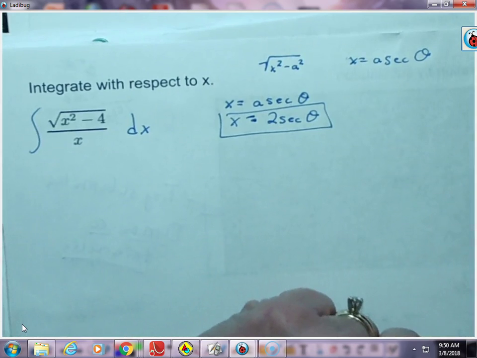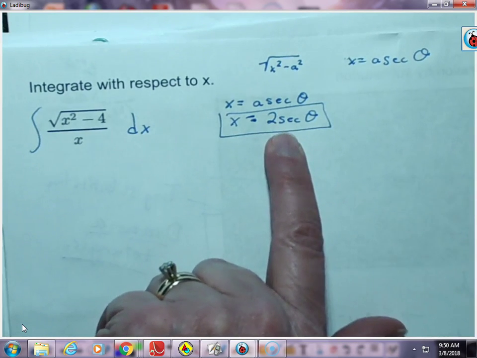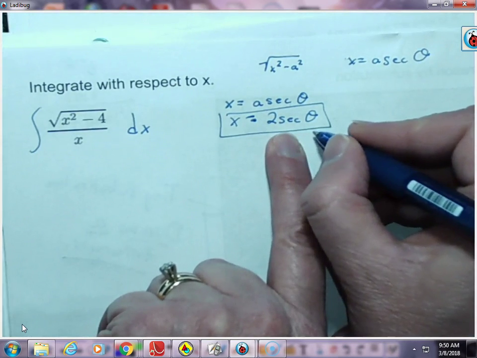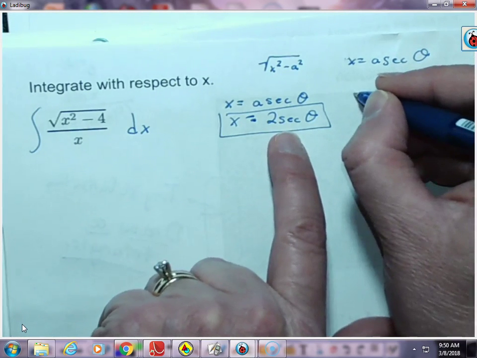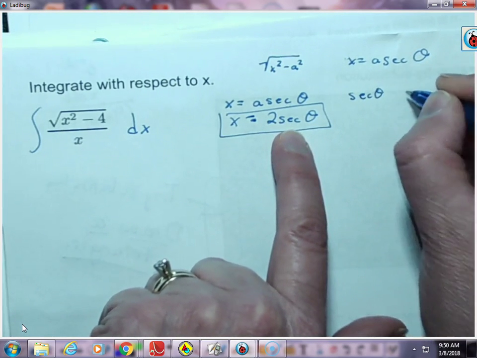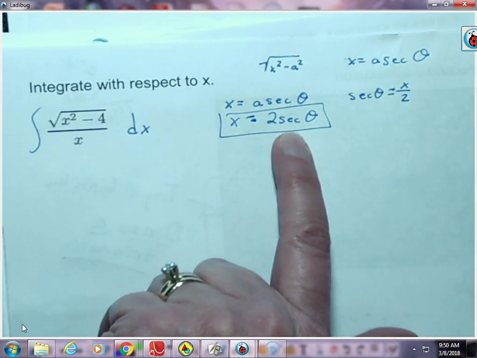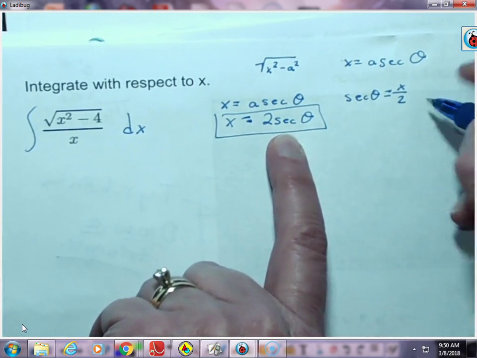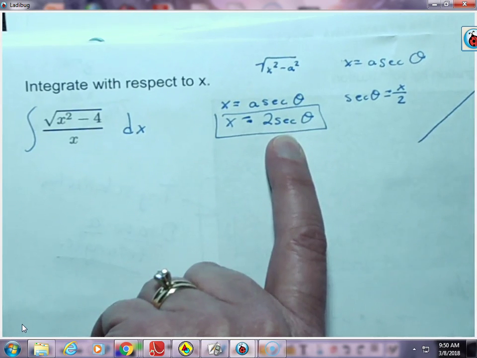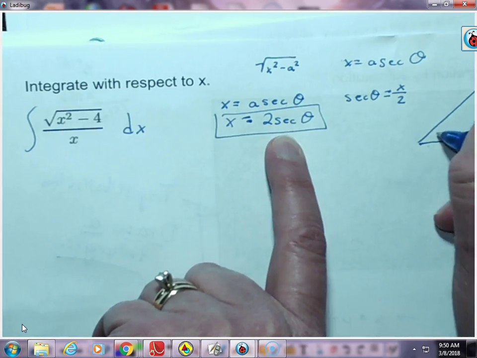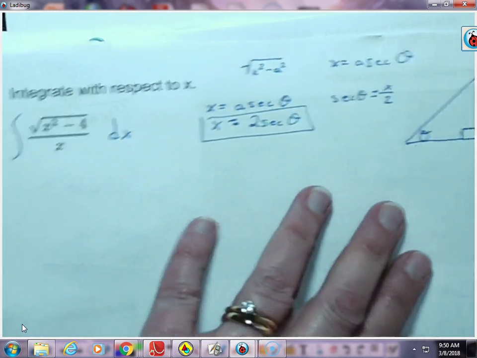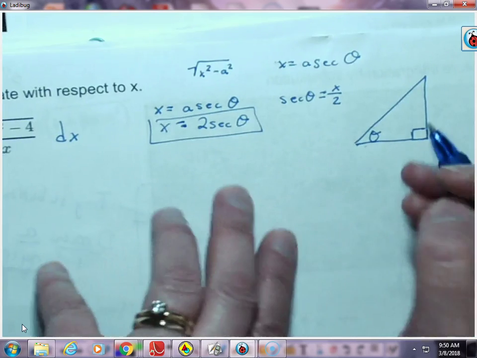What is the thing I told you without any context was the first thing you need to do? Draw a triangle. That's what we're going to do. So what you do is you solve this for whatever the trig function is. So secant theta, I'm going to get by itself, is x over 2. And that's what I'm going to use to draw a triangle. Yes. Is there a SOHCAHTOA type thing for secant? There's not, but I just do it like a reciprocal.